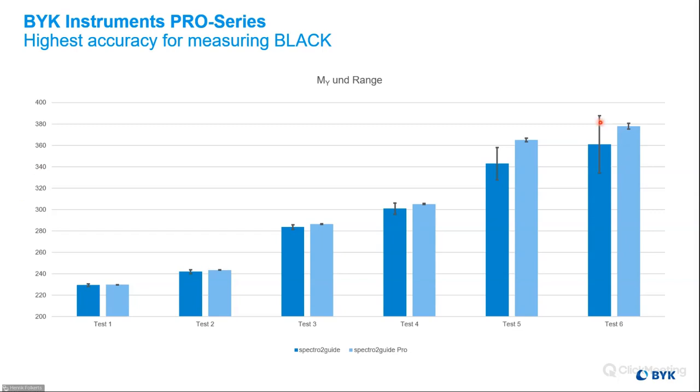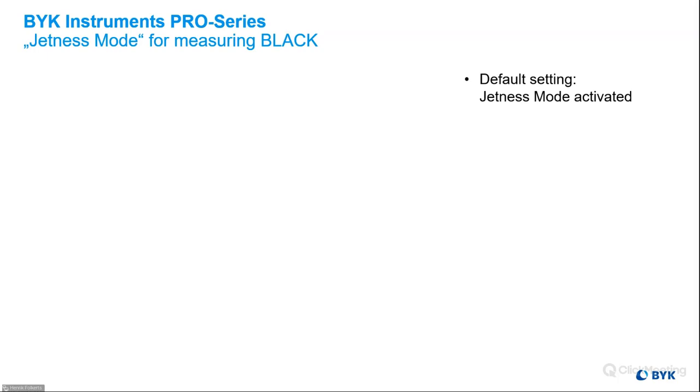And here we get the highest variation. And the Pro models, you see, are very, very stable. They show a higher number on a very stable level. So these Pro models, with the improvements, are really the best for checking those really deep blacks.